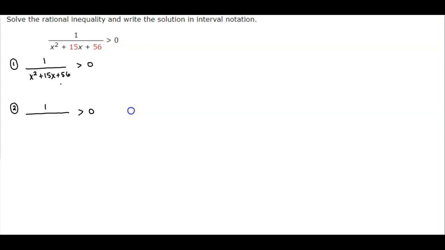Well, if we create our x, we know that our number is 56 here, and then the value here is 15. So what two numbers can we multiply to get 56, and when we add them together, we get 15? Well, that is 7 and 8. So therefore, this factors to be x plus 7 times x plus 8.